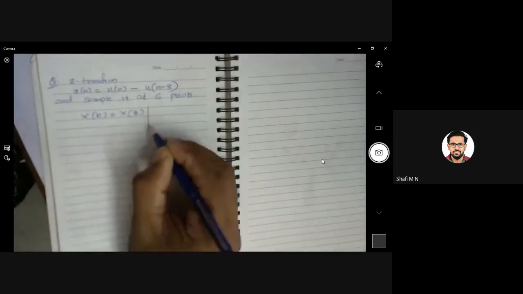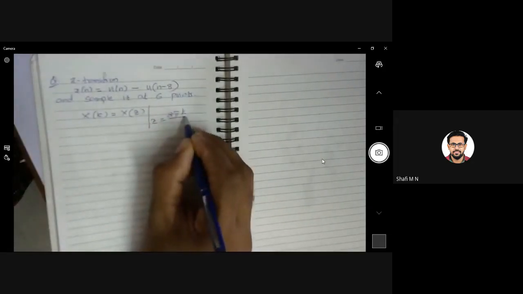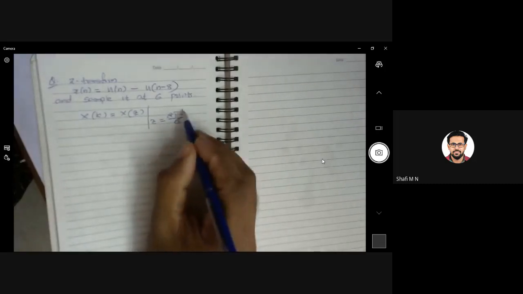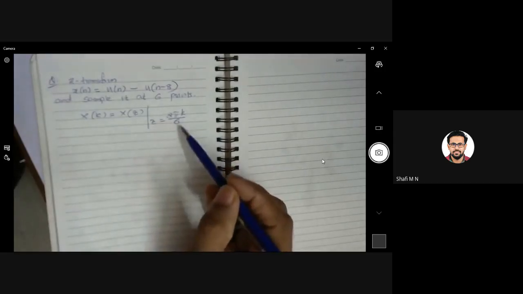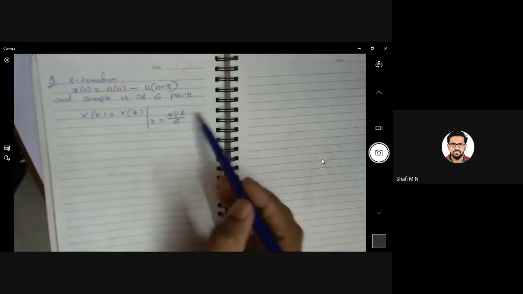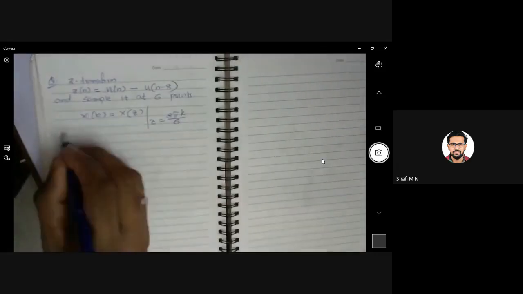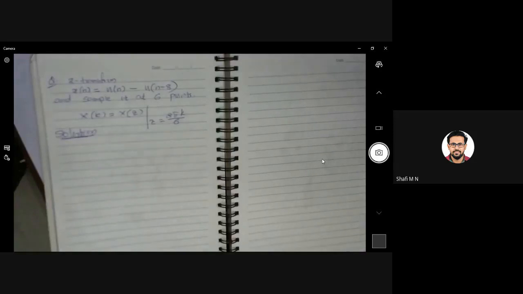X of z at z equal to, sampling at 6 points, means 2 pi k by 6. N is 6, right? So the variation of k: sampling period is 6, you have 6 samples, so k varies from 0 to 5. K is just an index, right? So k varies from 0 to 5. So let's try this. First write the Z transform, x of z. Make it fast.